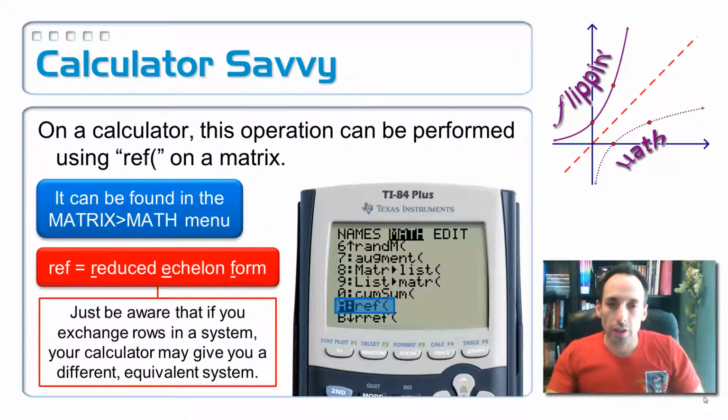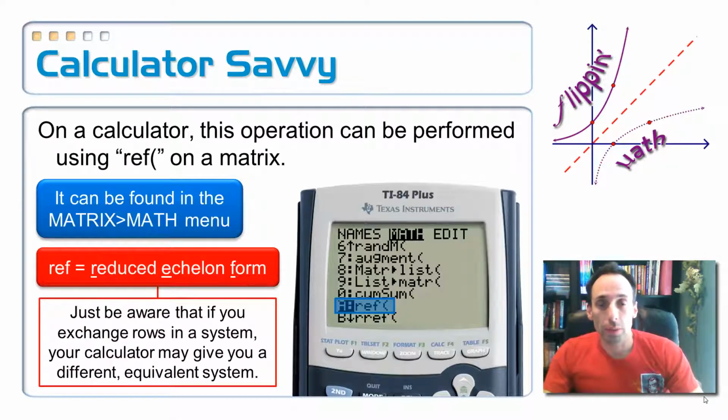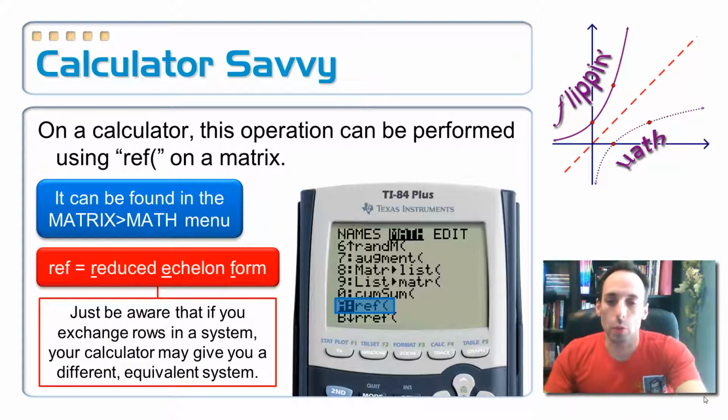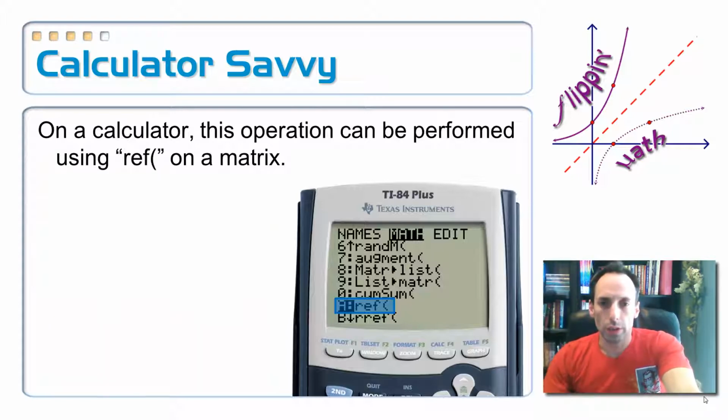Now here's the thing. If you did this reduced echelon form on a system of equations, you may not get the same thing from your calculator that you got when you did it by hand on a piece of paper. The reason why is because it may have done some different elementary row operations to still arrive at an equivalent system. So let's see about the one from the previous exercise. Let's see what our calculator would have given us.